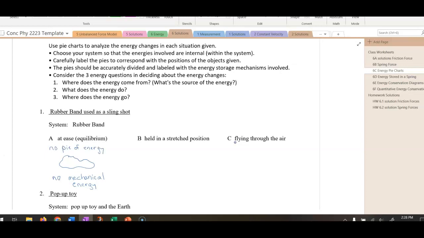But then someone takes it in their fingers and they stretch the rubber band taut. So it took someone to pull on the rubber band. So there was a transfer of energy.